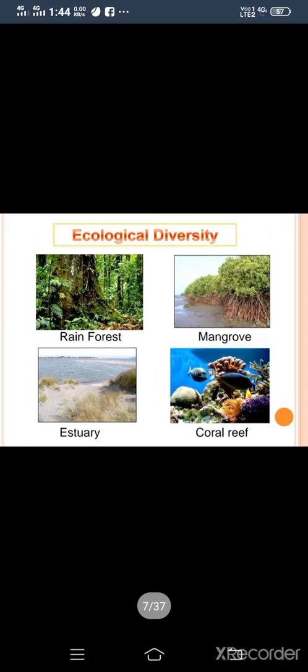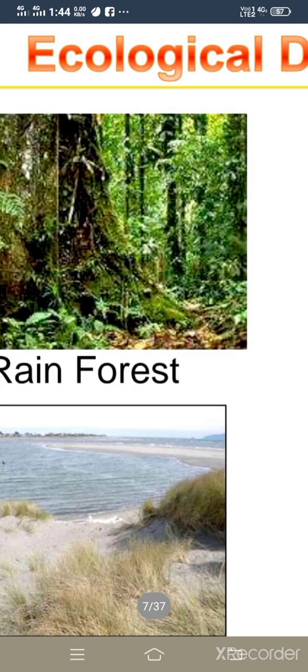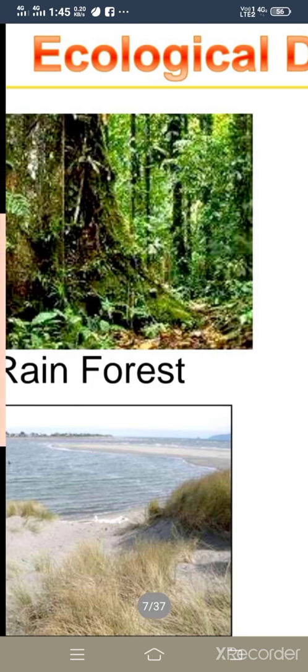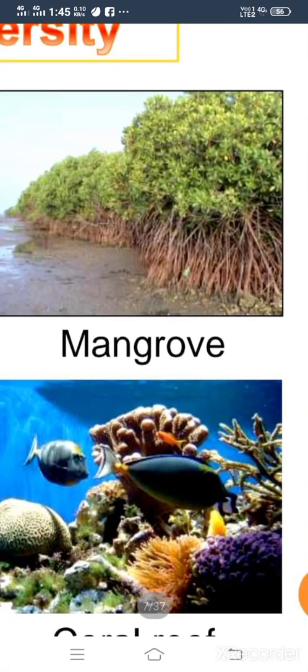The first one we can see here is rainforest. The rainforest is a type of ecological diversity where the diversity is very high, because rainforest is a region which receives a large amount of rain throughout the year, so that there are many different types of plants and different types of animals. So the diversity of flora and fauna is more in rainforest.